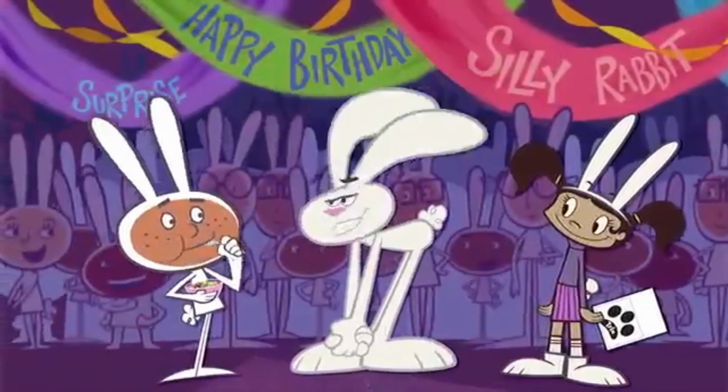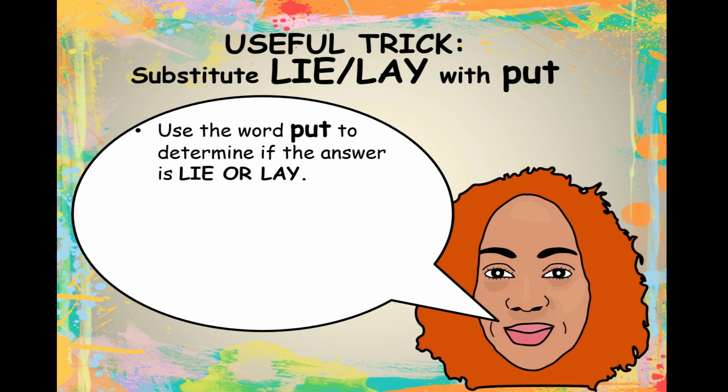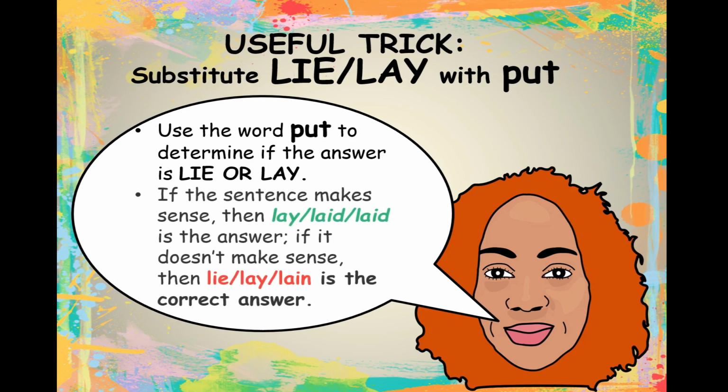Useful trick. If you're still having difficulty determining whether to use lie or lay, substitute lie or lay with put. Use the word put to determine if the answer is lie or lay. If the sentence makes sense, then lay, laid, laid is the answer. If it doesn't make sense, then lie, lay, lain is the correct answer. Remember, lay, laid, laid has an object. Lie, lay, lain does not have an object.